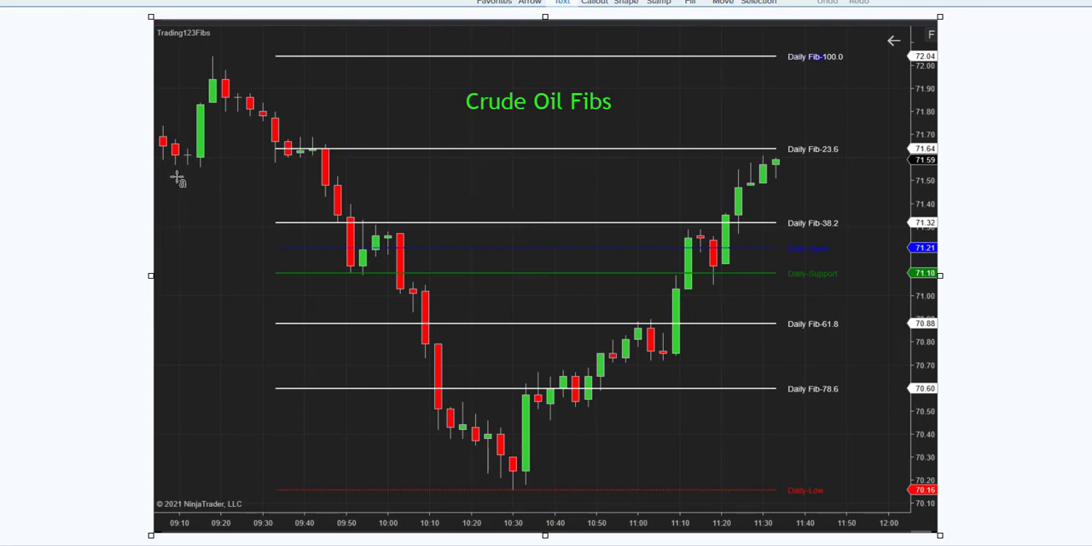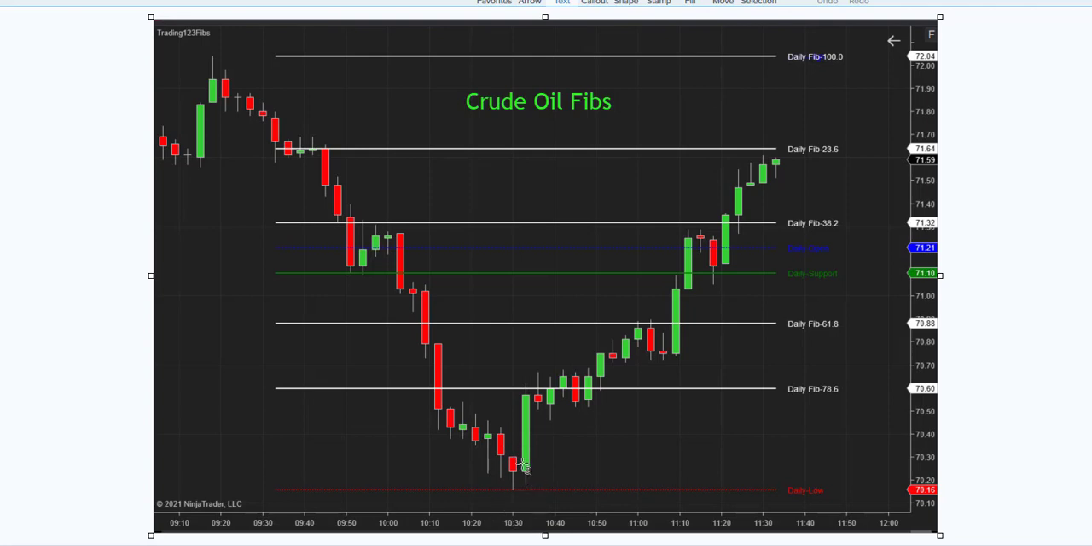So basically, here's the open here in crude oil, and once it takes out the low at 9:30, it's below the fib. So here's the low. This would be a short right here, and your first target would be the green line of the daily support. And then once it takes that out, your next target is here, and then the daily low.